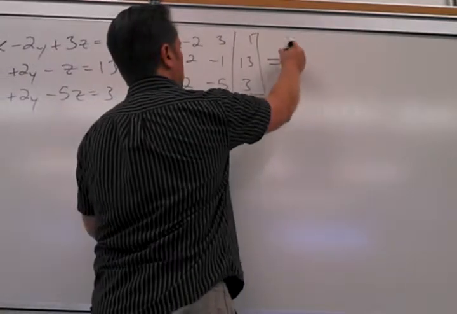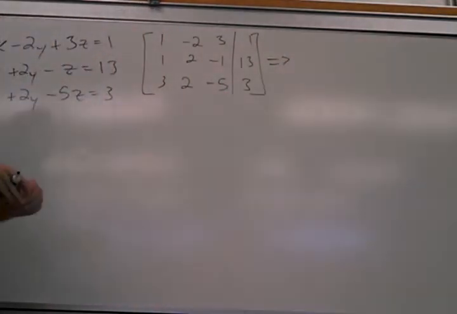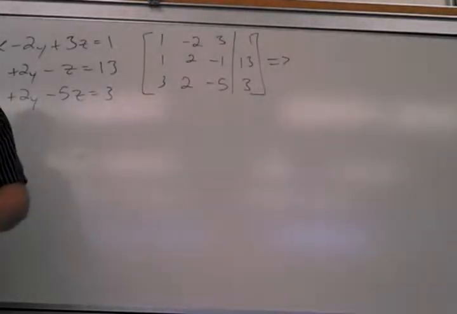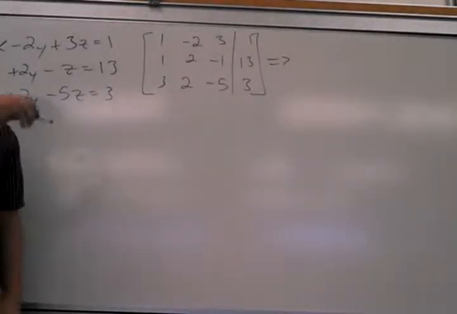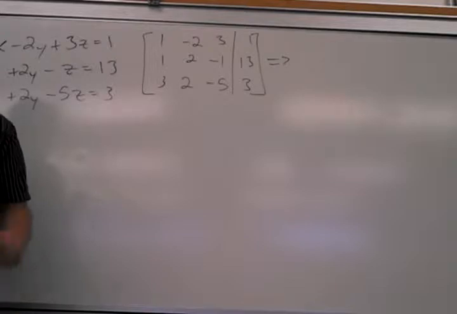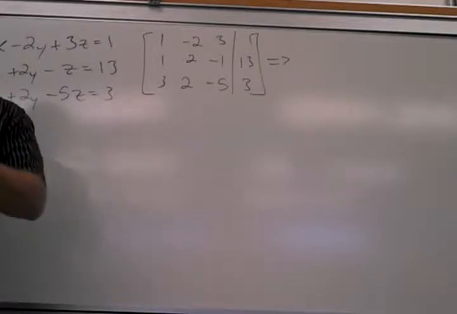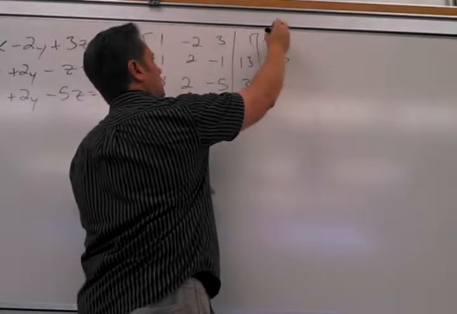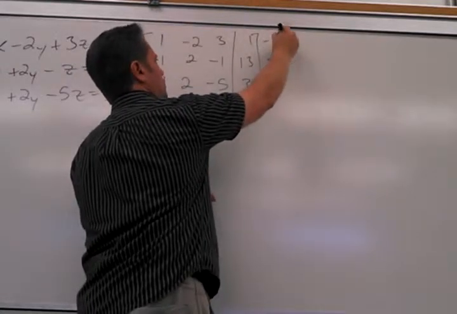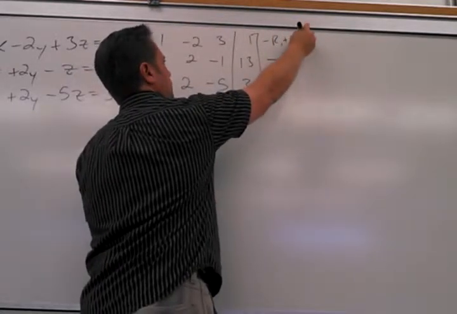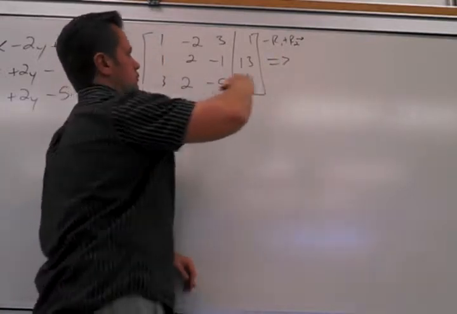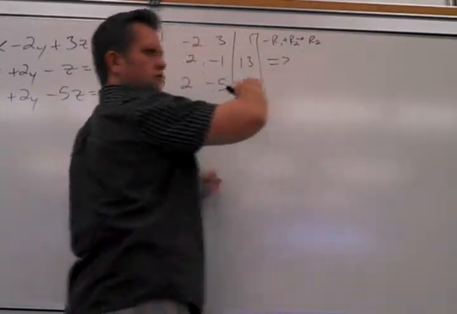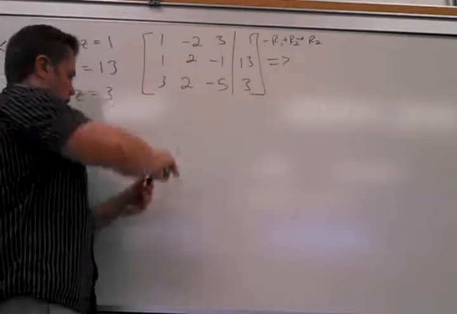Alright, so let's see. What's the first thing we're going to do there? Did you guys do anything? We're going to do negative 1 times row 1 plus row 2, equals the new row 2. Good. So put that new thing into row 2 because you want the 0 to show up there.